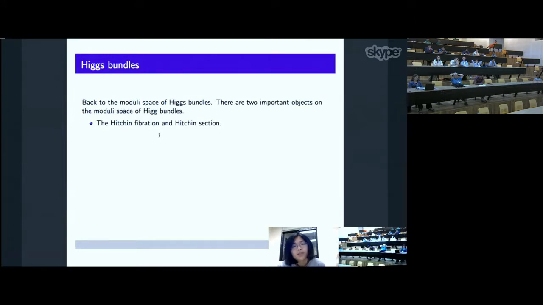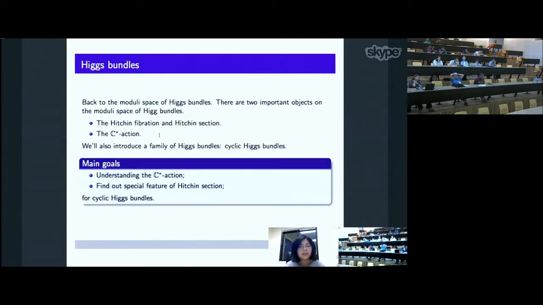So now we go back to the moduli space of Higgs bundles. There are two important objects on the moduli space of Higgs bundles. One is the Hitchin fibration and the Hitchin section. And secondly is the C star action. We'll also introduce a family of Higgs bundles, which is the cyclic Higgs bundle as in the title. Our main goal is understanding this C star action and finding out the special feature of the Hitchin section for cyclic Higgs bundles in the space of harmonic maps.